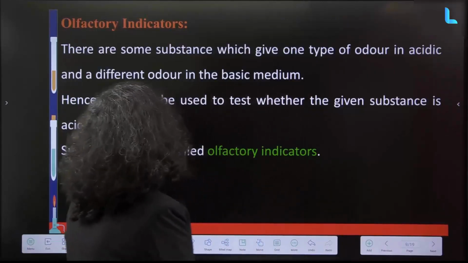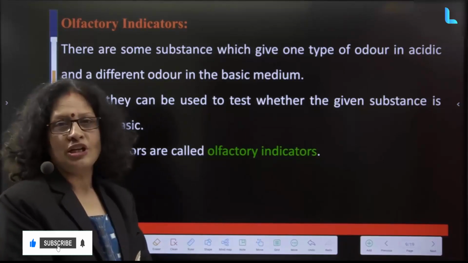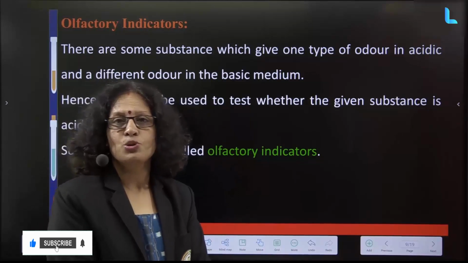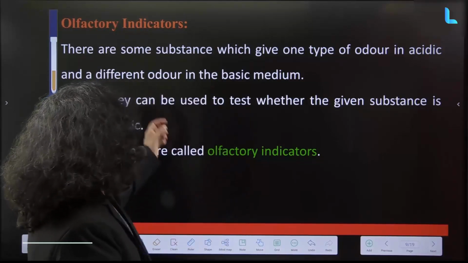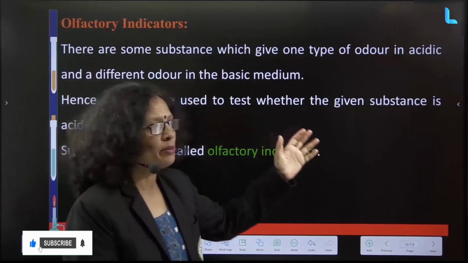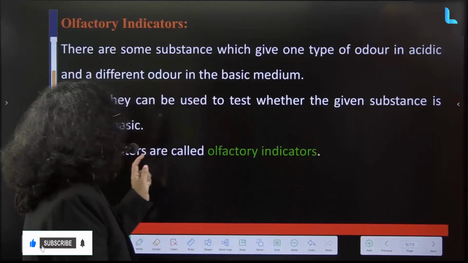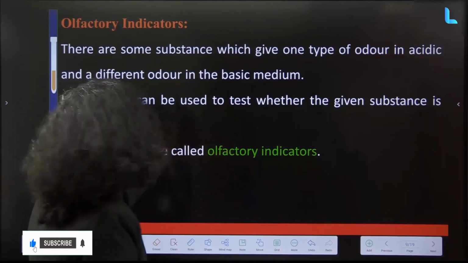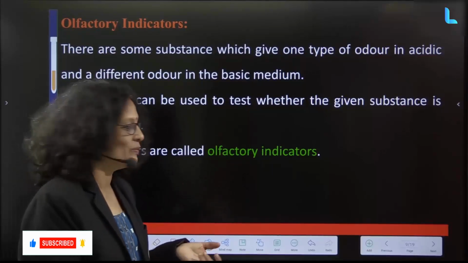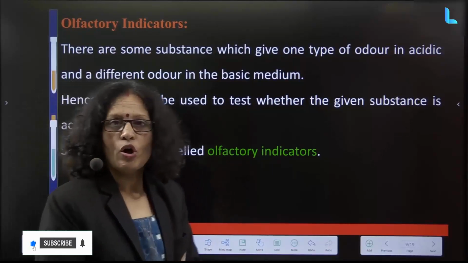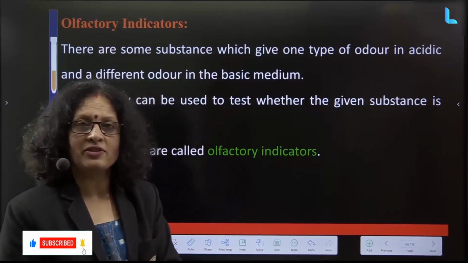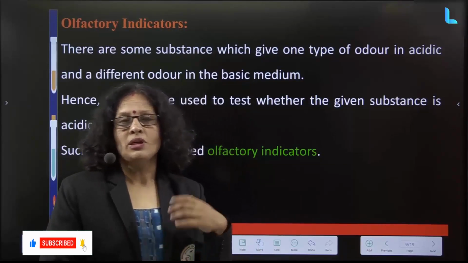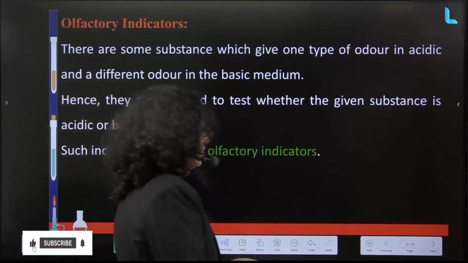Okay. Next we are saying there are olfactory indicators. Olfactory organs means the organs which are responsible for smell. So olfactory indicators are some substances which give one type of odor in acidic and a different odor in basic medium. They can be used to test whether the given substance is acidic or basic. Such indicators are called olfactory indicators, which have a specific strong smell, and they give a specific smell in a specific medium.